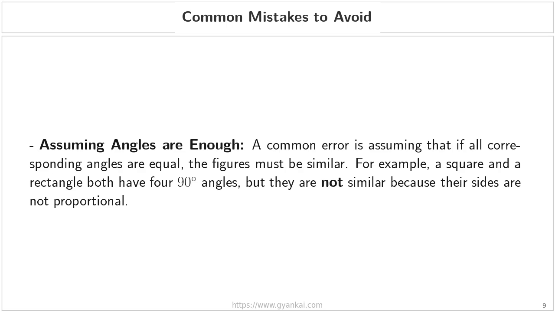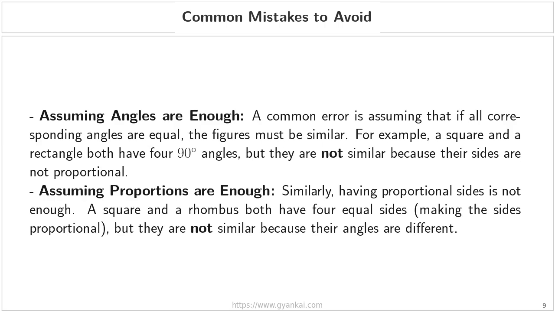First, a very frequent error is assuming that equal angles are enough to prove similarity. It is tempting to look at two shapes, see that their angles match, and stop there. But remember our dual requirement from earlier. For instance, think about a square and a non-square rectangle. Both of these shapes have four angles that are all 90 degrees. However, they are not similar because, as we discussed, their sides are not in the same proportion.